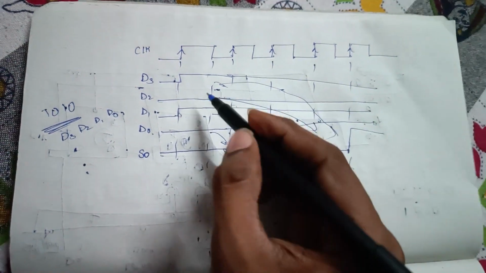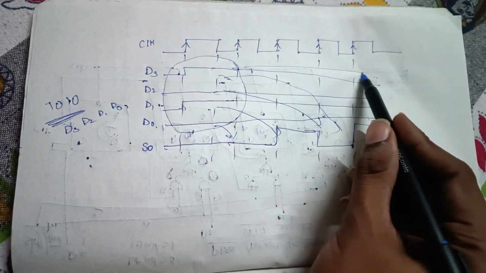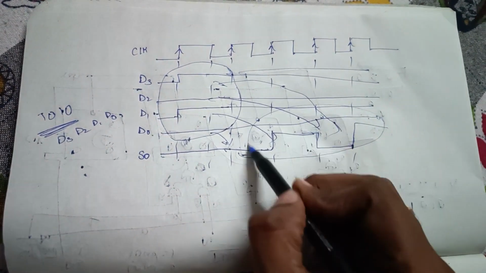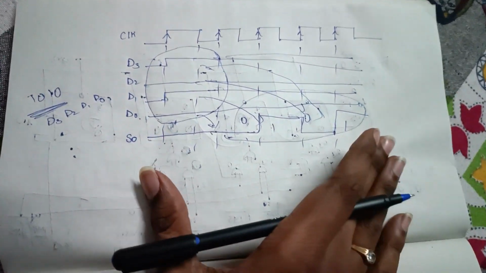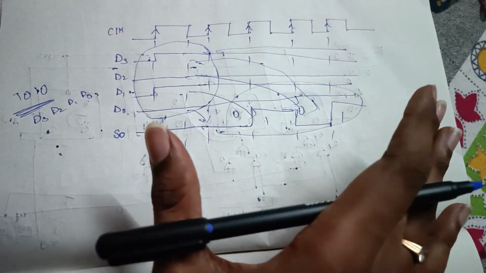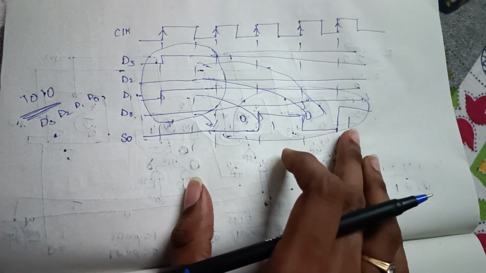So in this way, in a single clock cycle, the inputs are taken, and after 4 clock cycles, the output appears: 0 1 0 1. So in this way, the parallel in serial out shift register will work. Now we will see how to make the Verilog code for this parallel in serial out shift register.